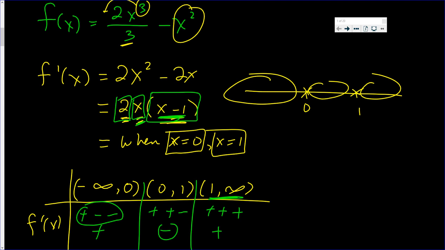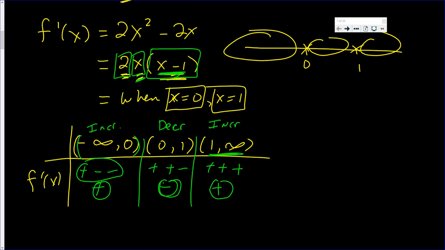And here's my answer. The function f of x is increasing on negative infinity to 0 because the derivative was positive. It is increasing from 1 to infinity as well because the derivative is positive. It is decreasing between 0 and 1 because the derivative is negative.